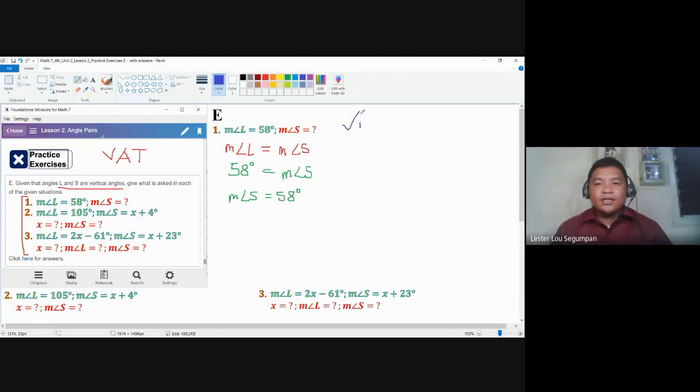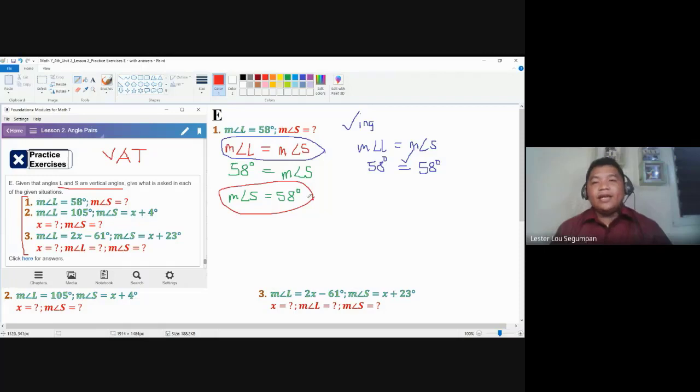Checking for this is just making sure they are really equal. Checking for number 1 is very easy because we don't have any variables to consider. The measurement of angle L must be equal to the measurement of angle S. The measurement of angle L is given to be 58 degrees, and the computed value for the measurement of angle S is also 58 degrees. They are equal. That would mean this value for the measurement of angle S being 58 degrees is correct. Again, we're talking about vertical angles, and they must have the same measurement.